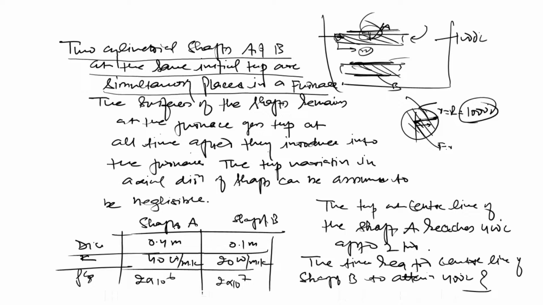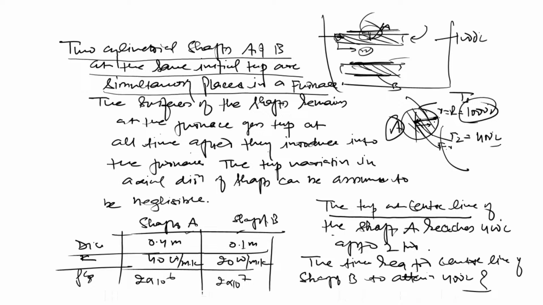Now the question is, this is the property of shaft A and B. Diameter is given to you, and K and rho Cp are given to you. The temperature at the center line of shaft A. Center means at the center. Let's say this is shaft A. So at the surface, it's 1000. Center line means Tc. The center line temperature is 400 degrees Celsius, and how much time will it take to reach?